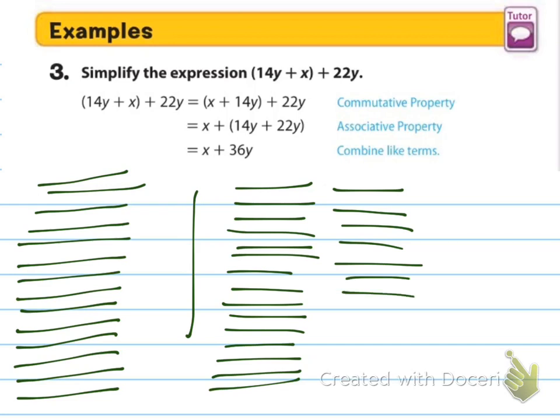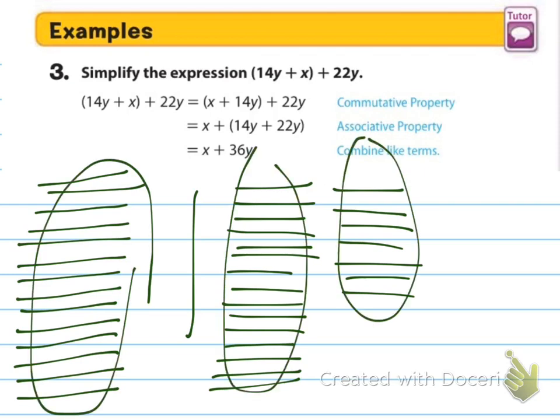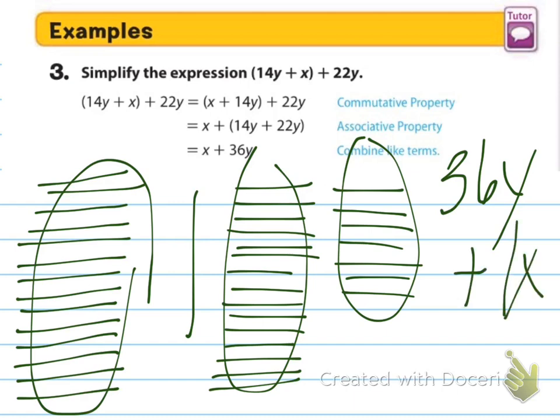And so if I were to add up all my y's, I would have 36 y's plus just my 1x. So 36y plus x, or x plus 36y.